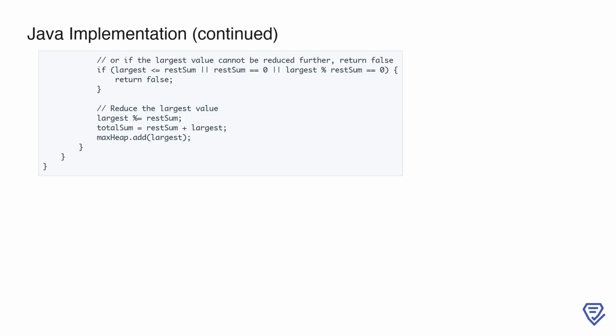If none of these conditions are met, the largest value is reduced by taking its remainder when divided by the sum of the rest of the elements. This simulates subtracting the sum of the smaller elements multiple times from the largest value until it fits within the valid range. We then update the total sum with the new largest value, push this reduced value back into the max heap, and continue the loop. This process ensures that we systematically reduce the array while maintaining the constraints of the problem.